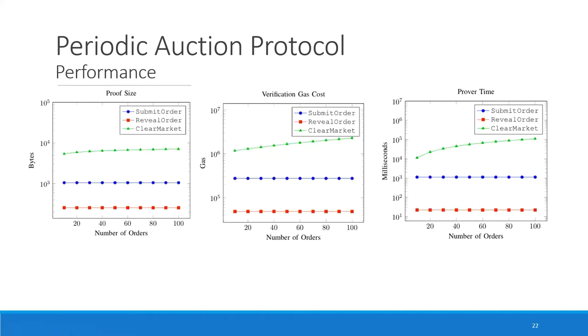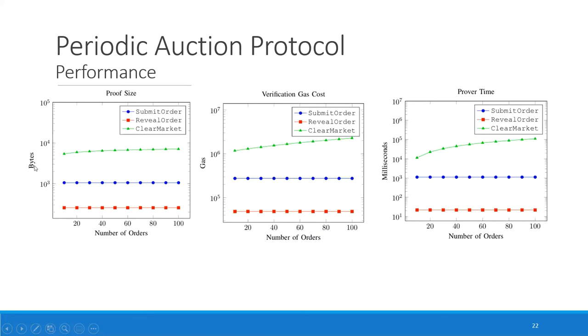Here we have estimated the proof size for our three main transactions, which are: submit order, where we utilize bulletproof for two commitments, the unit price and the volume; reveal order, where we submit a ciphertext encrypting the underlying values for the commitments, and we also utilize the sigma protocol; and finally, clear market, where we have four aggregate proofs and positioning vectors, as well as the market clearing price and market clearing volume. So the first two transactions are constant. They don't depend on the number of orders, but the clear market transaction scales with the number of orders.